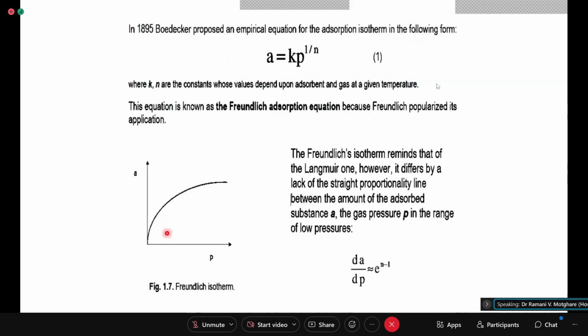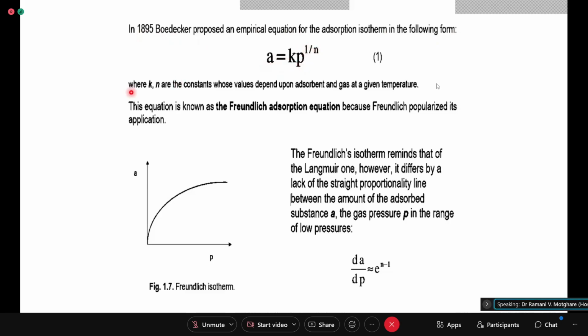So what you find here? In 1895, Bodecker initially proposed an empirical equation for the adsorption isotherm in the following form. So according to this particular scientist, A is equal to Kp raised to 1 by n.